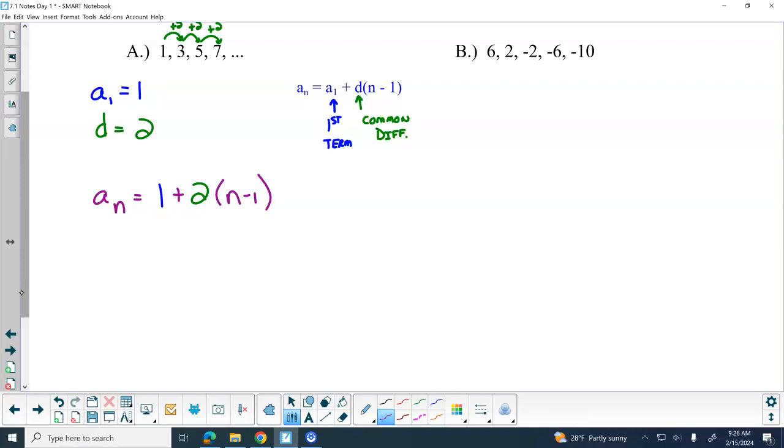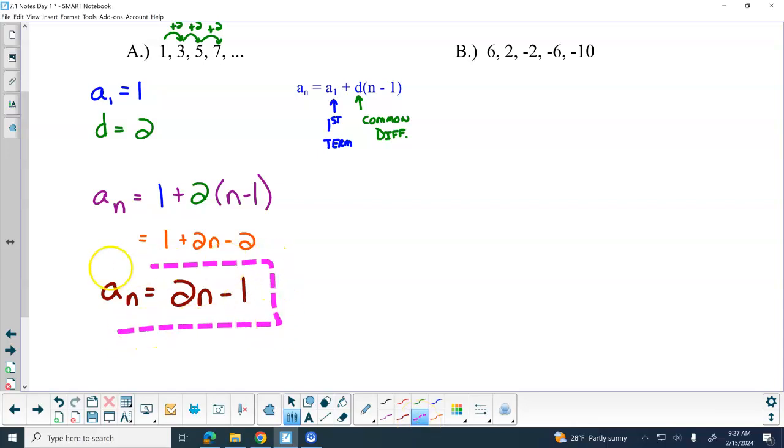If I had to, I would accept that as my rule. But I really like it written out if you distribute this 2, and I write it out as A sub n is 2n minus 1. I like that better, but I would still accept that one. It's just easier to use the simplified version than it is the original.